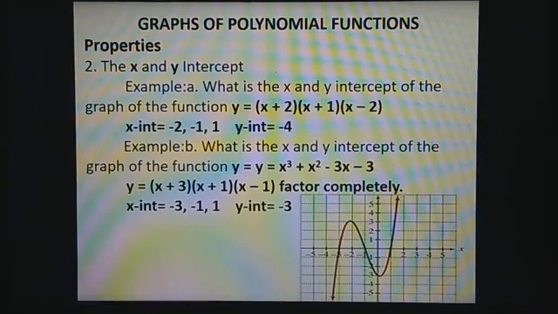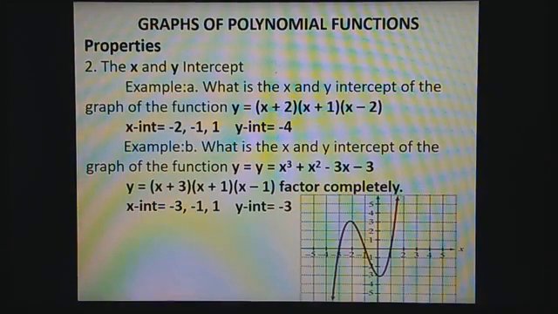Now, your y-intercept will be negative 4. Saan nanggaling yun? Sabi ko nga kanina, i-multiply lang natin si 2, si 1, at saka si negative 2. Therefore, the product of the three constant term is negative 4. So, yun ang ating y-intercept.